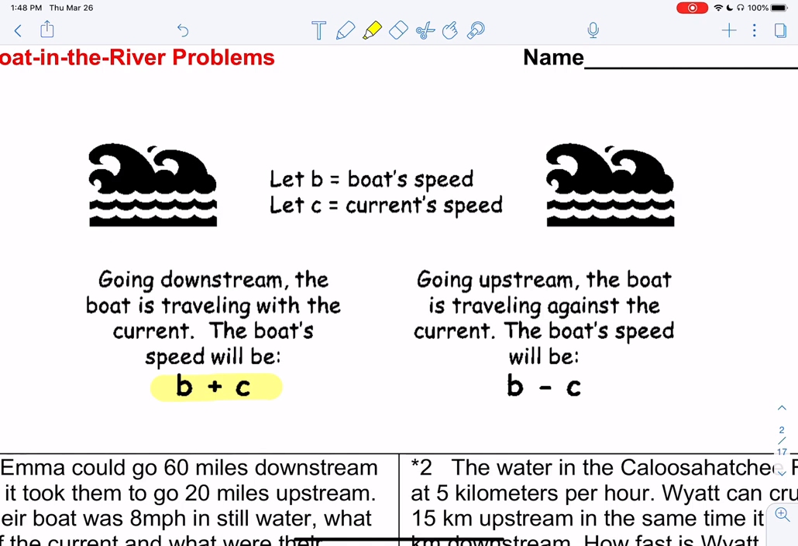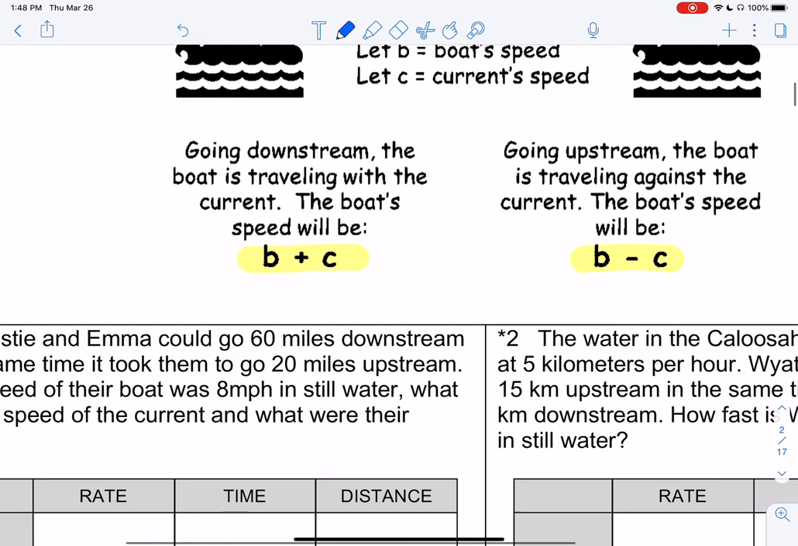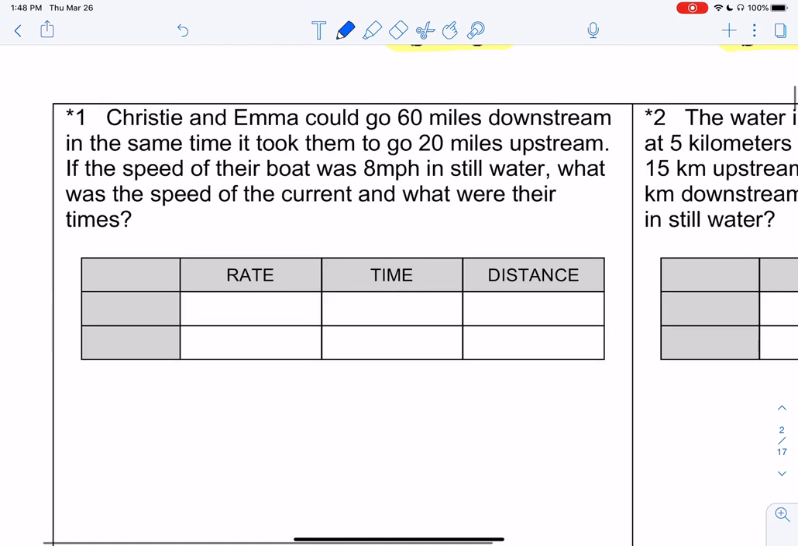But if you're on a boat and you're going the opposite direction of the current, in other words, upstream, then you are actually taking that boat rate and subtracting the current rate from it. So if you've ever been in a canoe, a rowboat of any type, you'll recognize when you're going upstream, it is much harder to push that boat that direction than it is to just let it go with the current downstream. All right, so now we're going to scoot down here and look at star 1.